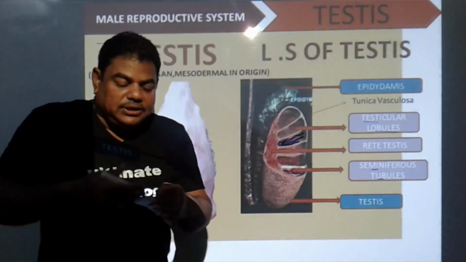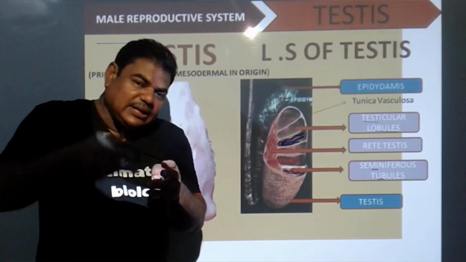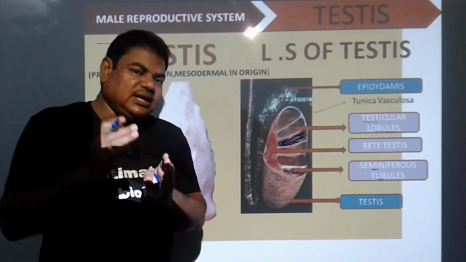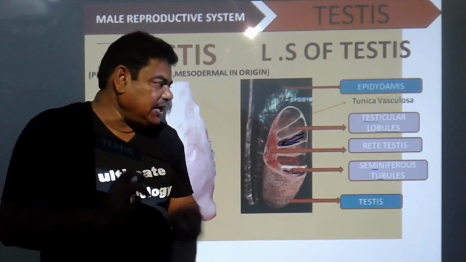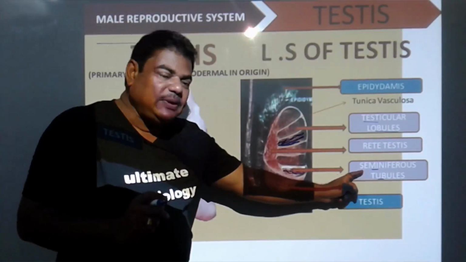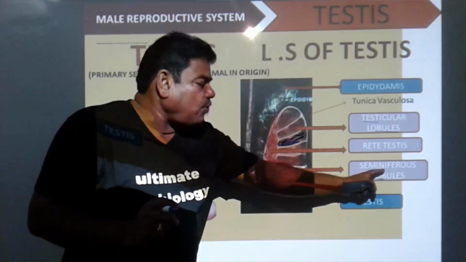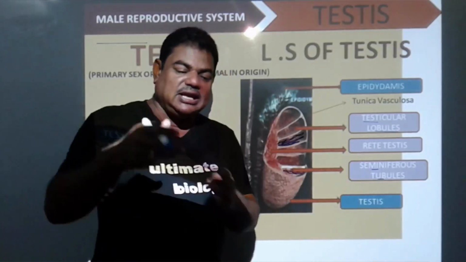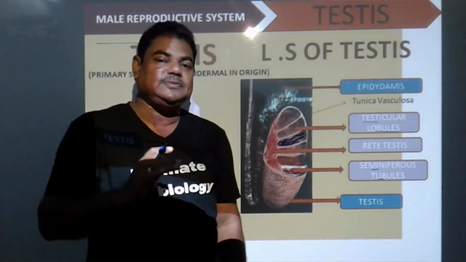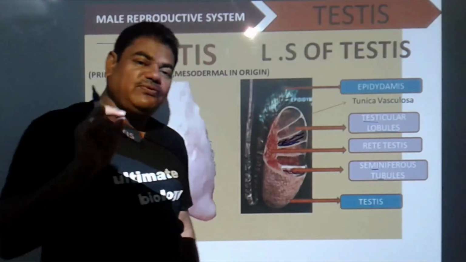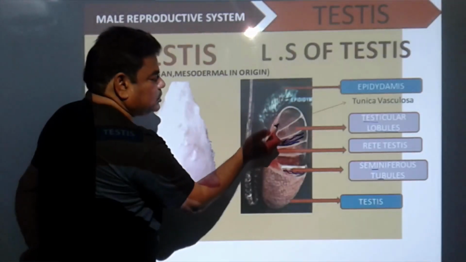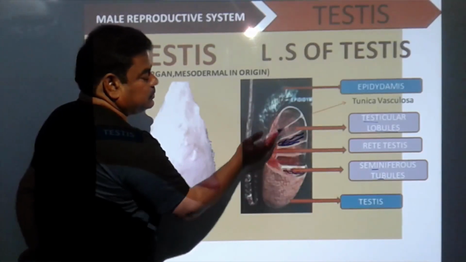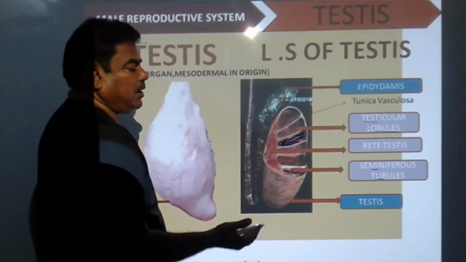Inside these tubes, by the process of spermatogenesis, by meiosis cell division on Sertoli cells from the germinal epithelium, sperm formation takes place. Seminiferous tubules are tube-like structures in which sperm formation takes place, hence the name. So many seminiferous tubules are present in the compartments.